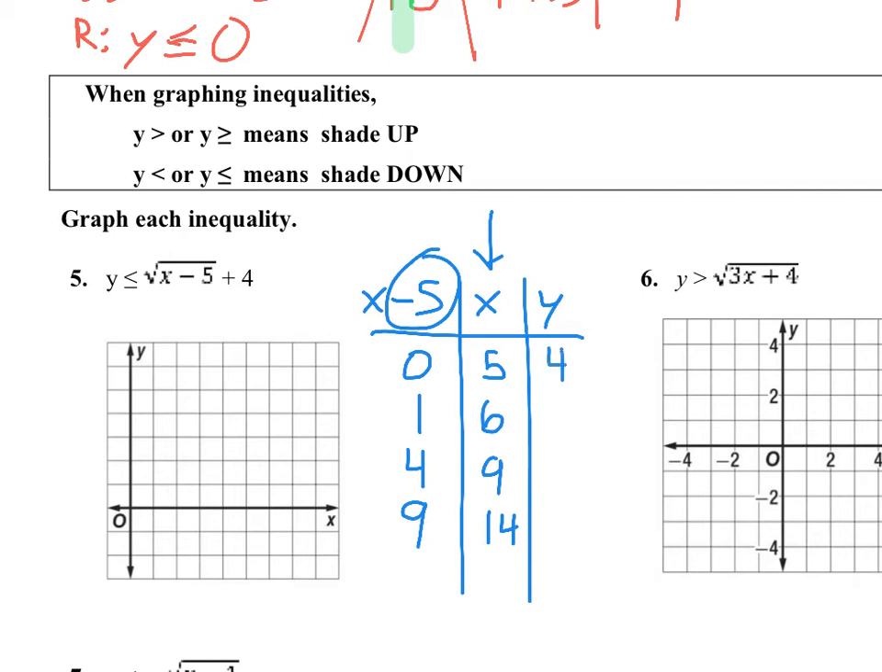If we plug in 6 for x, or in other words, x minus 5 becomes 1, you would get 5 here. Square root of 4 is 2. Add 4 makes 6. Square root of 9 is 3. Add 4 makes 7. Alright, don't want to graph this column. I only want to graph the x and y columns.